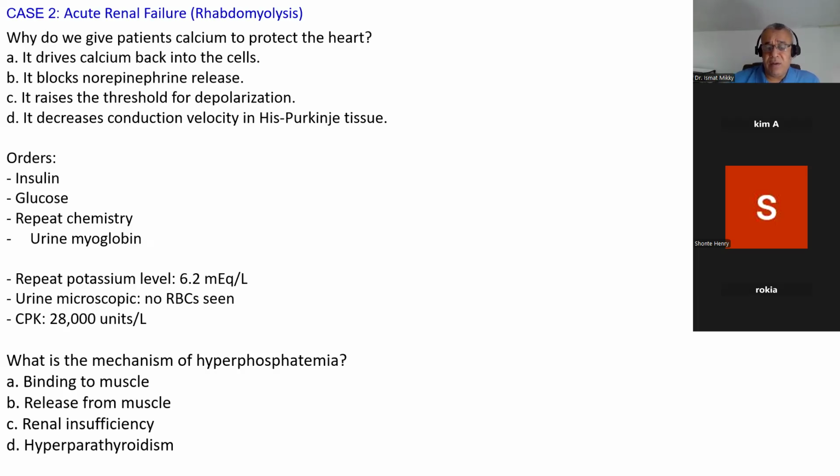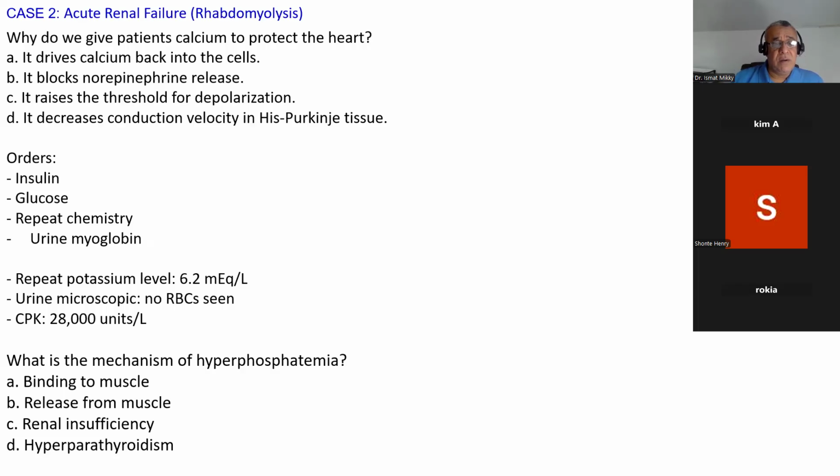The idea of mannitol is to decrease the duration of contact of myoglobin with the kidney tubules. So mannitol as a treatment is going to decrease the duration of contact of myoglobin with the kidney tubules. That will be more protective if you add mannitol to treat this patient with rhabdomyolysis.